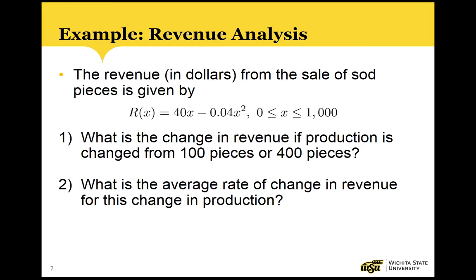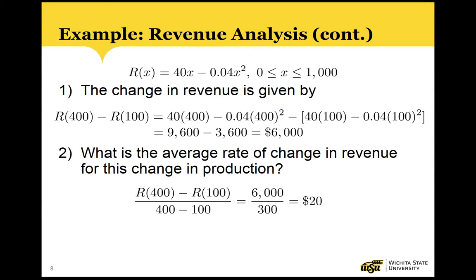Let's look at an example that doesn't have to do with velocity. The revenue in dollars from the sale of sod pieces is given by the expression R of x equals 40x minus 0.04x squared, where x is a value between 0 and 1,000. What is the change in revenue if production is changed from 100 pieces of sod to 400 pieces of sod? And what is the average rate of change in revenue for this change in production?